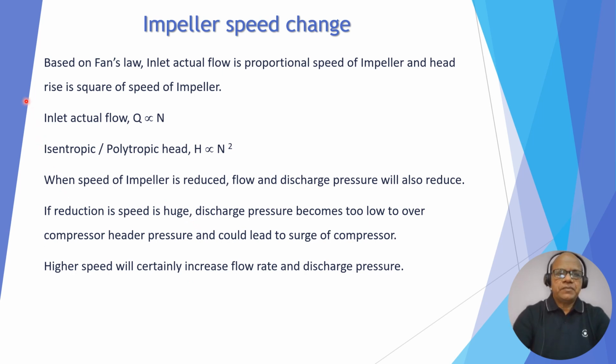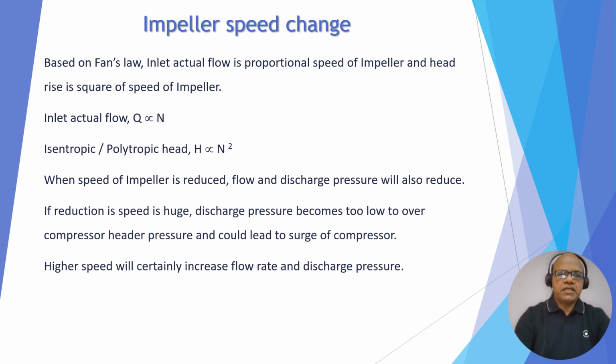Based on the Fan's law, the inlet actual flow is proportional to speed of the impeller, and head rise is a square of the speed of impeller. That means inlet actual flow of the compressor Q is proportional to N, which is speed of impeller, and head, which can be expressed in isentropic head or polytropic head, H is proportional to square of N. So when the speed of impeller is reduced, flow will reduce and discharge pressure, because discharge pressure is linked with the head, will also reduce.